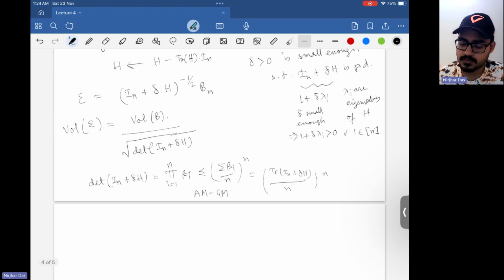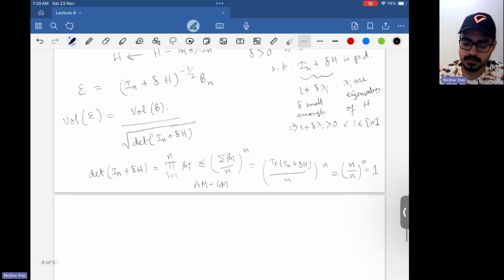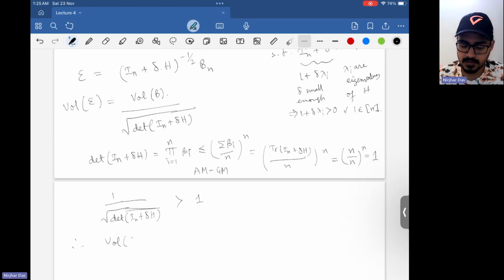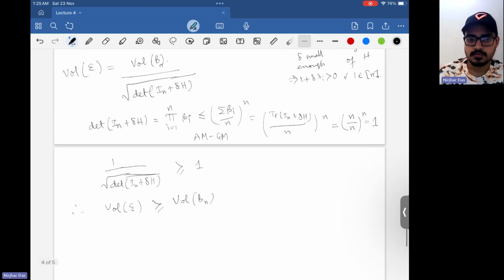And now we know that trace of this thing is nothing but trace of I_n, which is n, plus trace of delta H, which is 0. This is (n by n) to the power n, which is 1. So therefore, what we have is that 1 by square root determinant of I_n plus delta H is actually greater than or equal to 1, right? Therefore, volume of E is greater than or equal to volume of B_n. So this is indeed an ellipsoid of bigger volume.